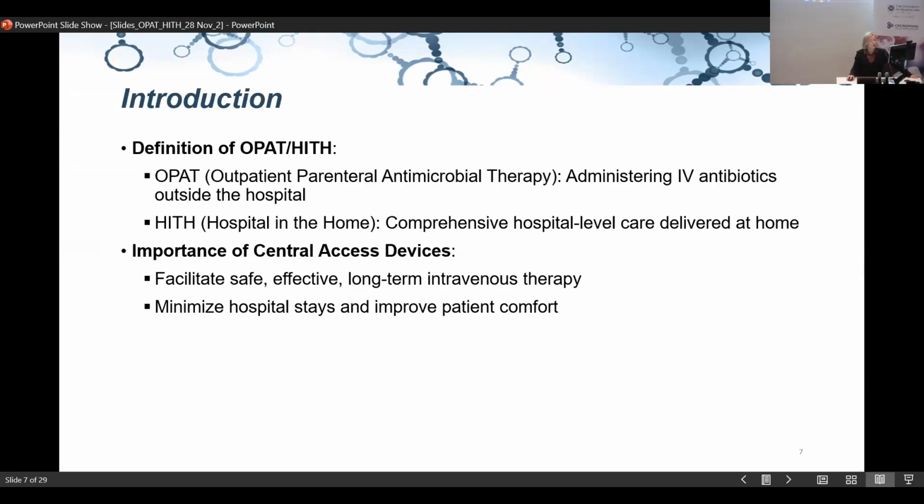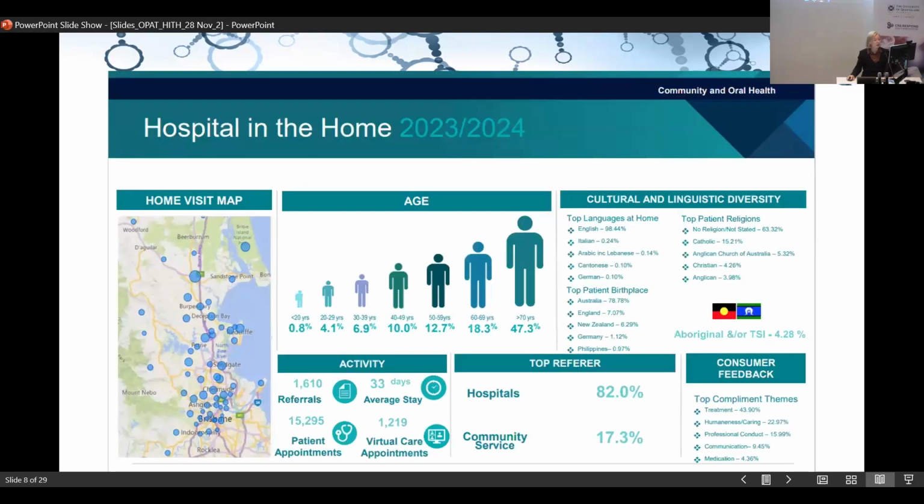Obviously, with a central access device, we need to ensure that it's achievable and effective in a long-term therapy situation, and the idea is that it minimises hospital stay and improves the patient experience and comfort in their own home. As a snapshot from our health service, you can see on the map the extent of how far we go, up to Bribie and Woodford, for those that know the area here in Brisbane. So essentially southeast Queensland is where we're looking at.